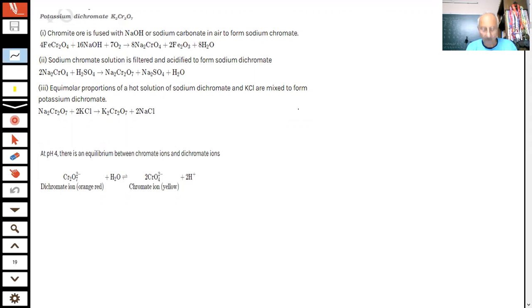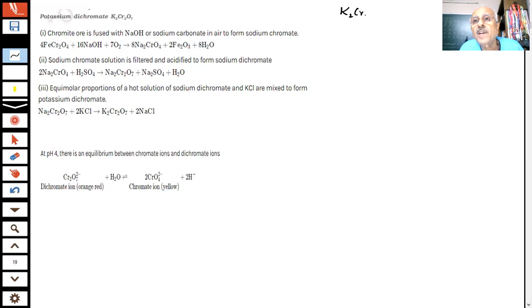We are now coming to the important compounds of the transition elements, and some of the most important compounds which are in our course and are being used in the chemistry lab also, students. We are going to discuss two important compounds of transition elements.